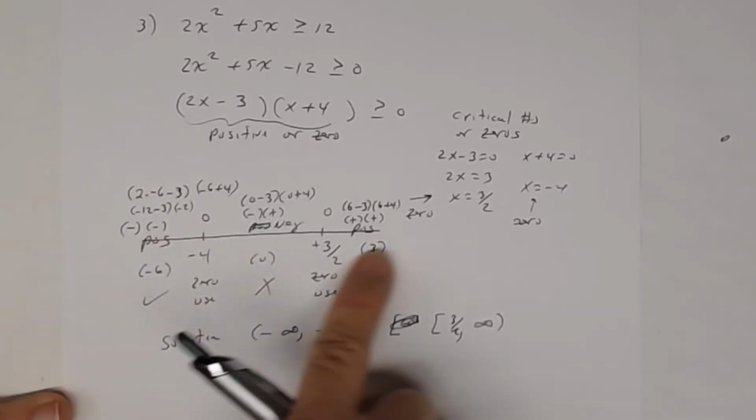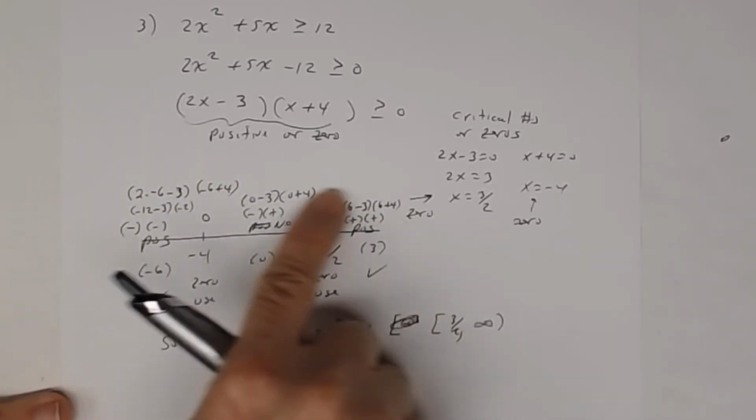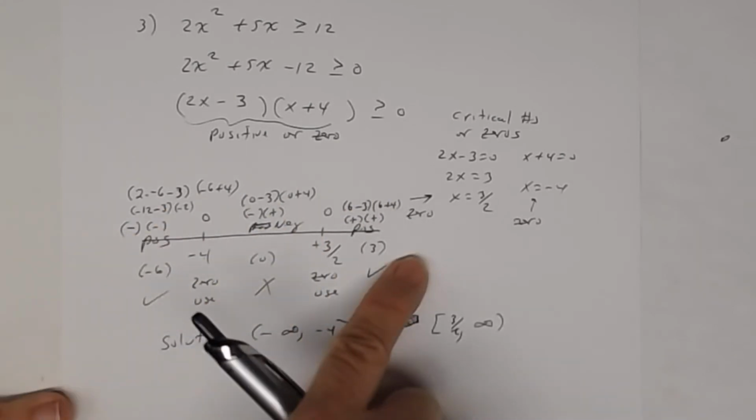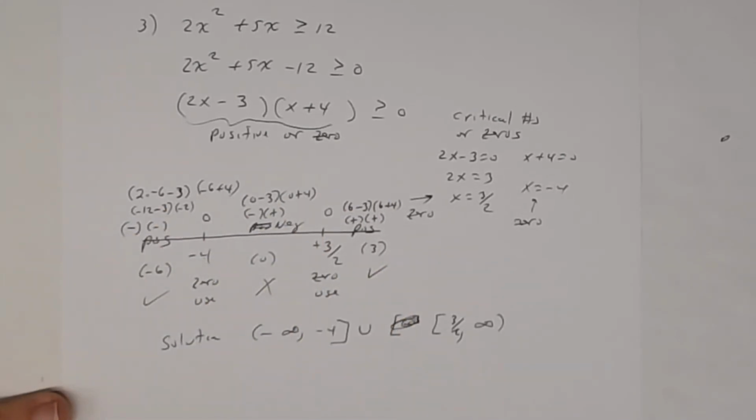You must show the work. So you got to show this information right here. All right, let's look at number 4. Very simple, isn't it? It's a very simple process.